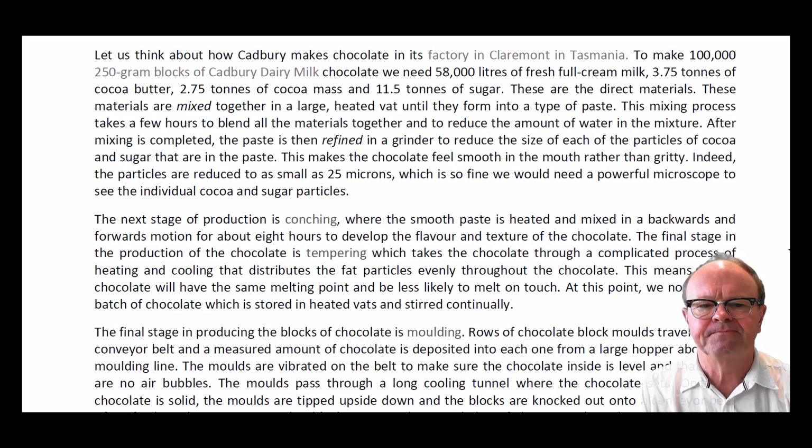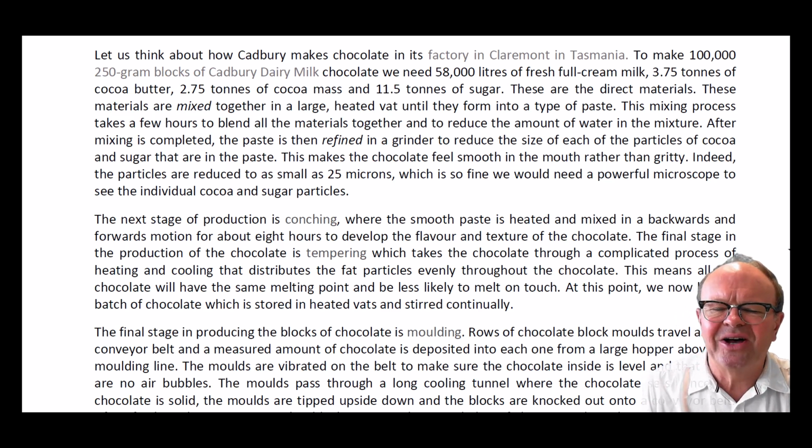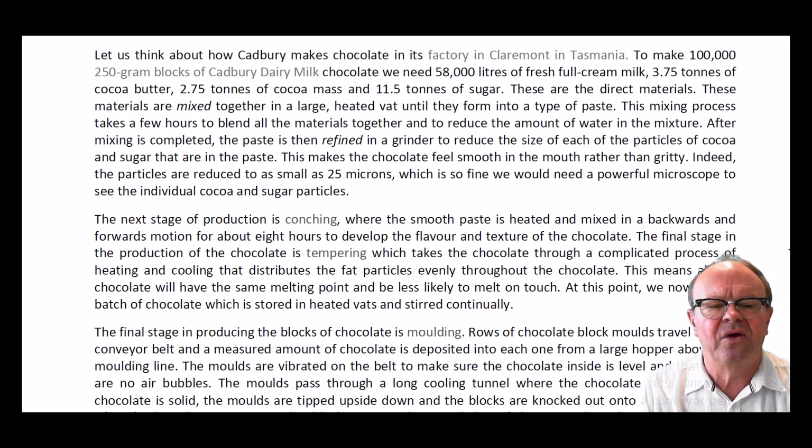in the mixture. After mixing is completed, the paste is then refined in a grinder to reduce the size of each of the particles of cocoa and sugar that are in the paste. This makes the chocolate feel smooth in the mouth rather than gritty. Indeed, the particles are reduced to as small as 25 microns, which is so fine we would need a powerful microscope to see the individual cocoa and sugar particles.